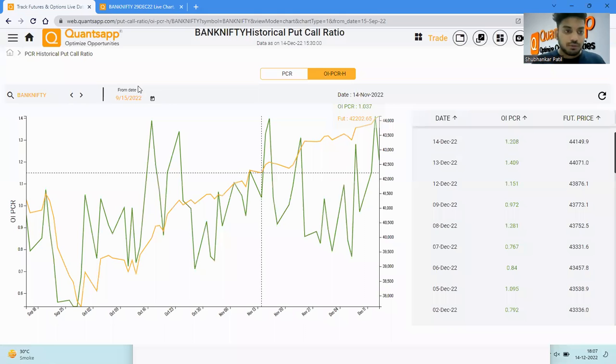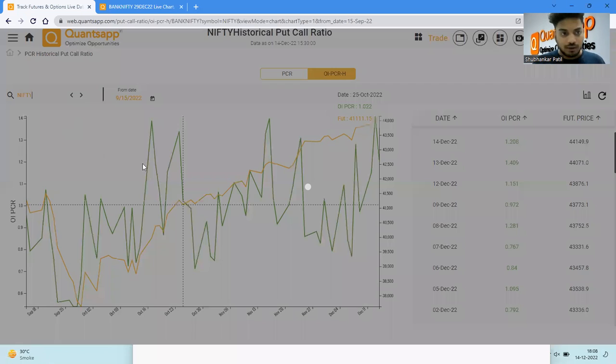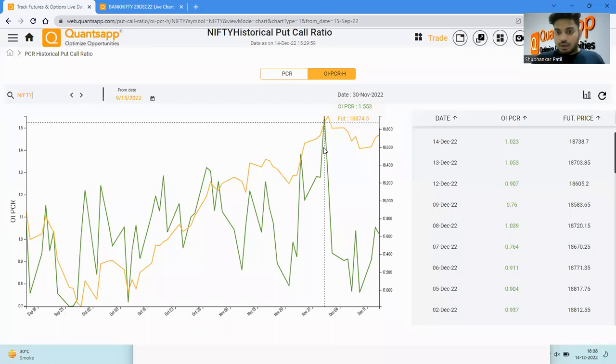So what we need to do is just come to this tool, which is OI PCR, select Nifty or Bank Nifty, and just see: the green line is showing us OI PCR, the orange line is showing us futures price. See, PCR was at 0.76, the market formed a bottom and moved up higher. PCR was 1.55, top. Just look at the line, don't even look at the magic numbers. It is at the top, the market formed a top, and the market corrected a bit.